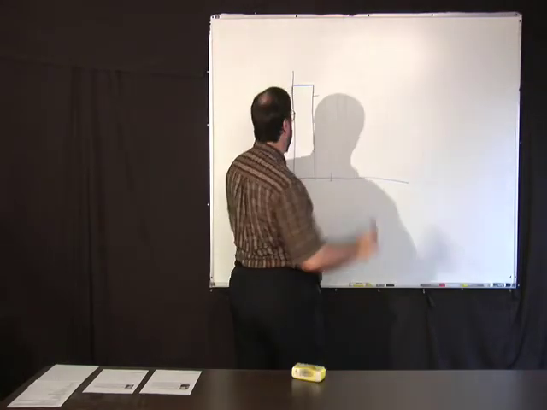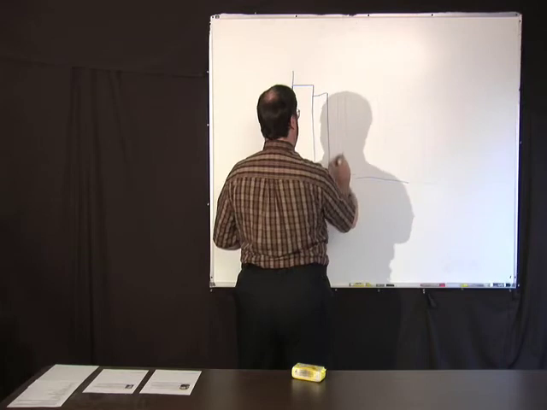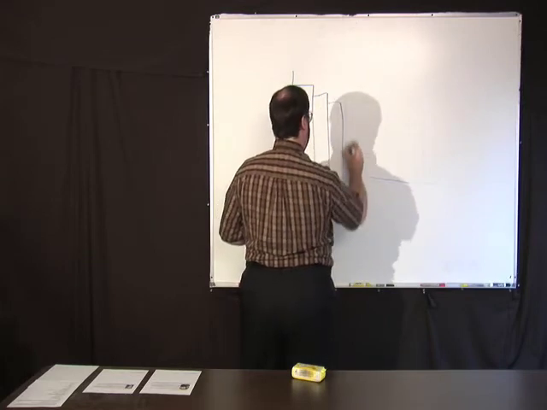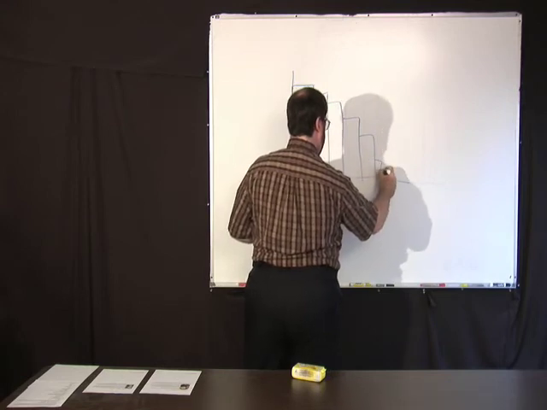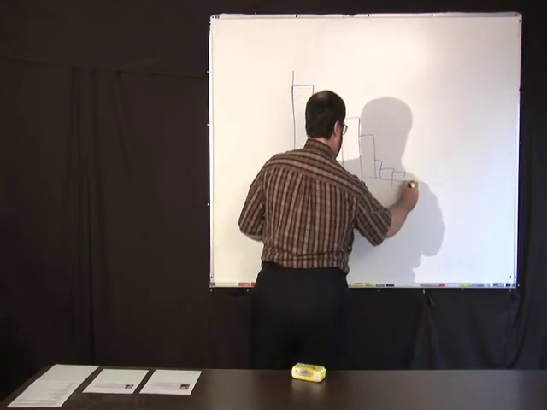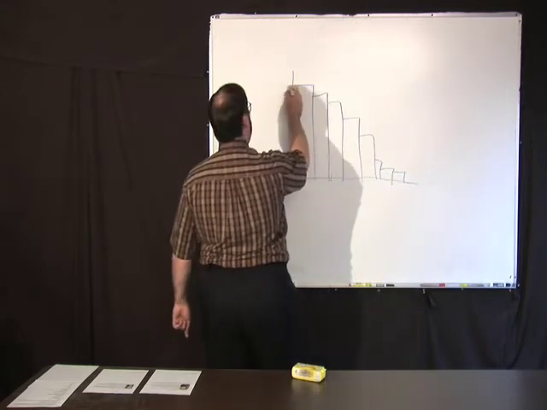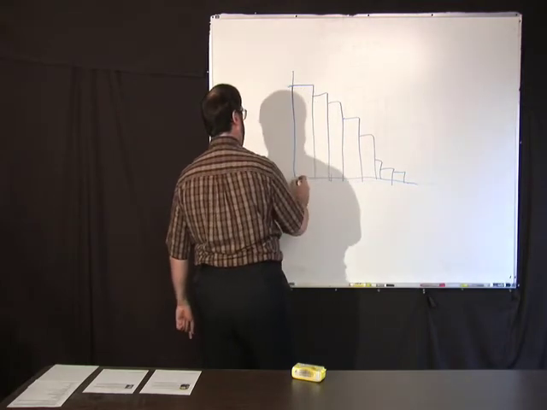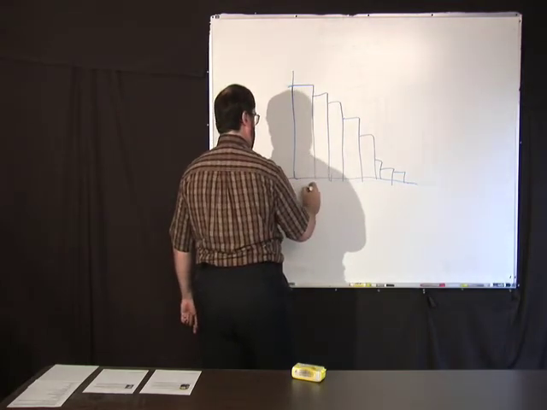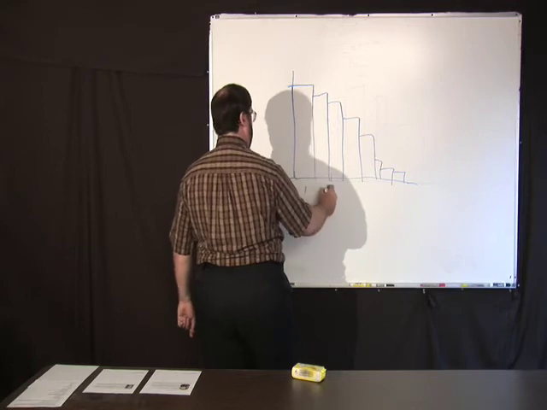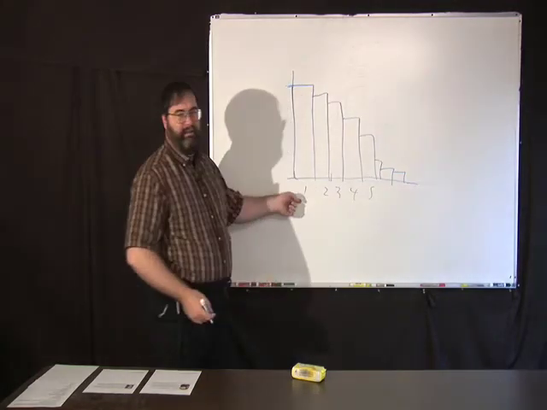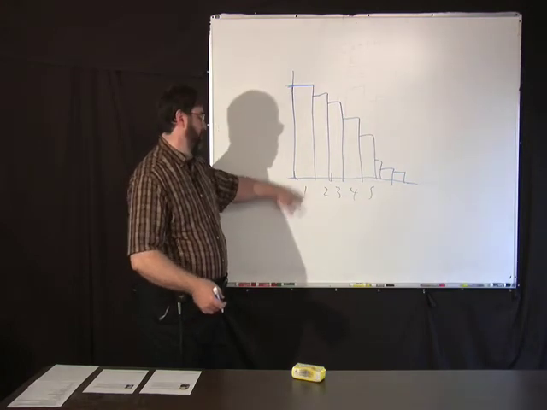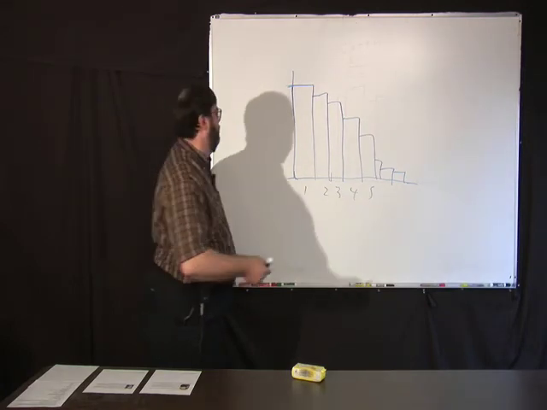Excuse my drawing ability. And so it's monotonically decreasing. And then this axis over here, you're going to have your category names down here. Let's call them 1, 2, 3 but they could be anything. This could be, you know, color or weight or some such thing.